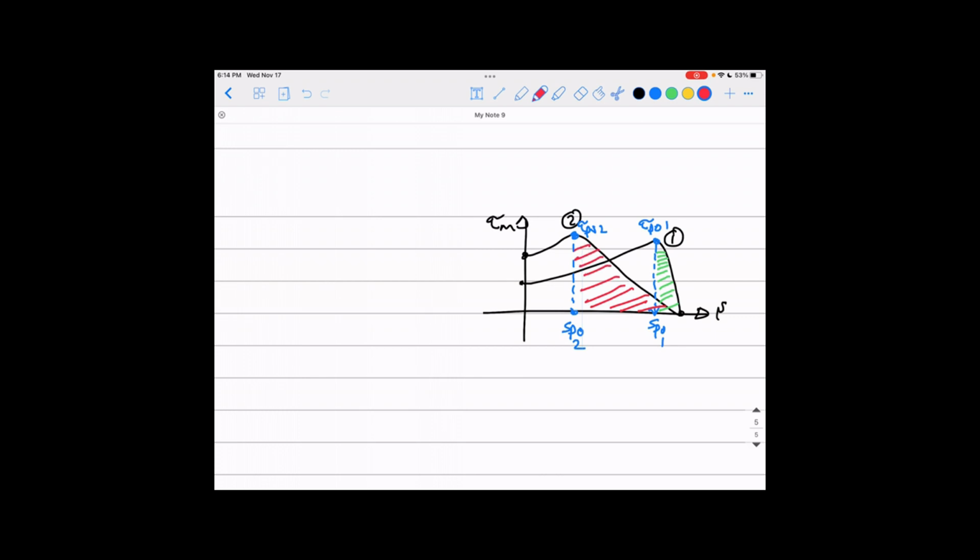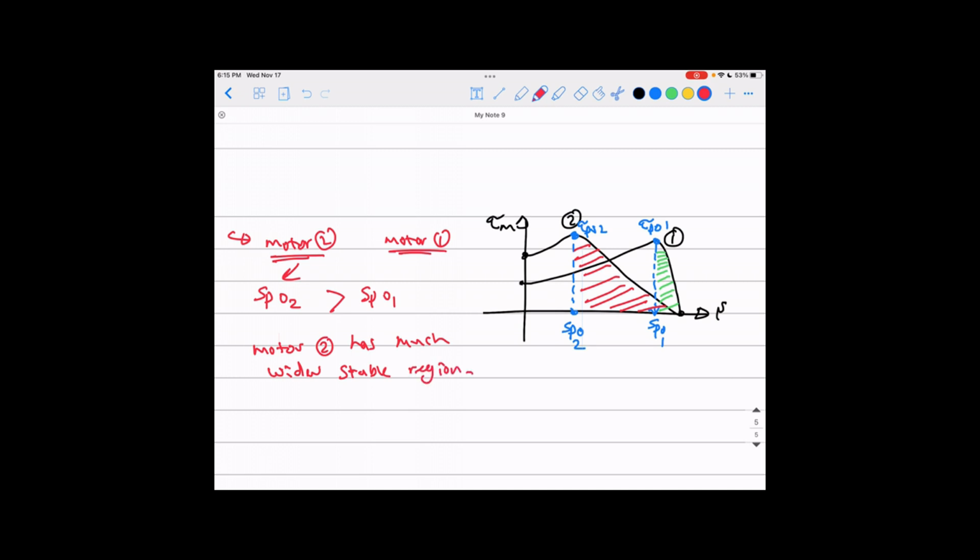See what I'm saying? So, for motor 2 and for motor 1, okay? For motor 2, the slip of the pull-out torque is high. That is much higher than the slip of the pull-out torque of motor 1. That means motor 2 has a much wider stable region. That means it's more preferable here.